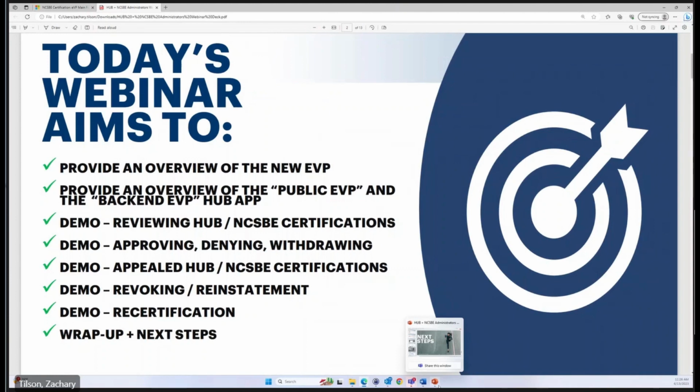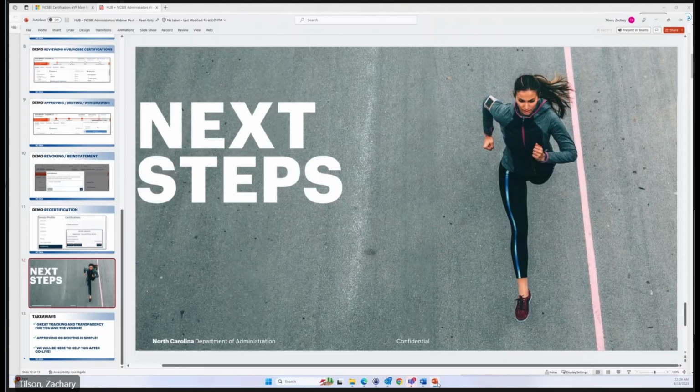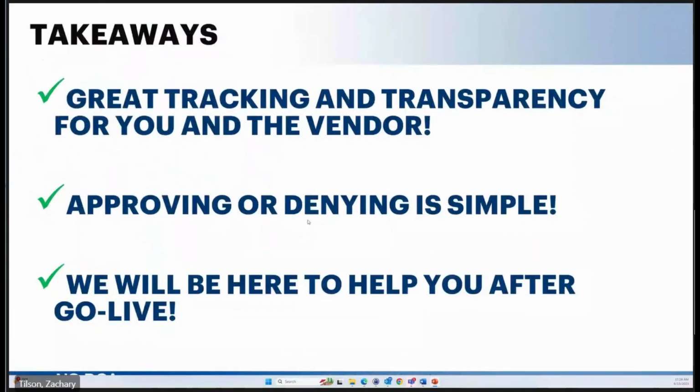So we do have some takeaways and a little bit of next steps for you guys. The takeaways as we saw it is that the new system is going to provide some great tracking transparency for you guys and the vendors. The approving and denying is pretty simple. And like Lauren was saying during our earlier question section, we are here to help you guys. If you have questions, comments, concerns, feel free to reach out to our help desk. They're going to be prepared to help you guys through these processes. Did anybody have any questions that they wanted to go through?